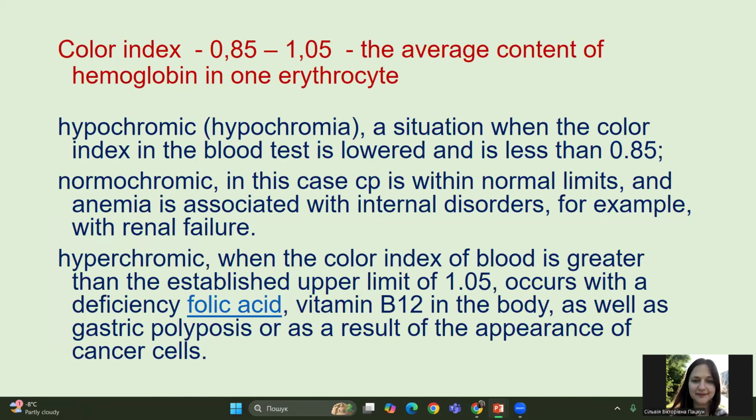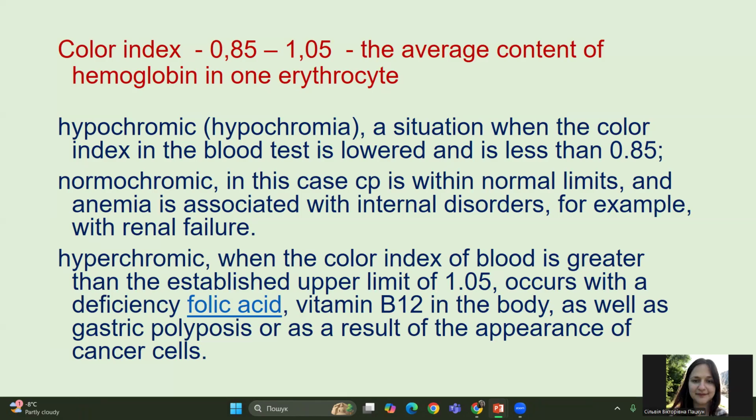Color index is one of the parameters which can be calculated using the value of hemoglobin and the value of erythrocytes, and it can show us changes which can help diagnose certain kinds of anemias. So color index is from 0.85 to 1.05, the average content of hemoglobin in one erythrocyte.